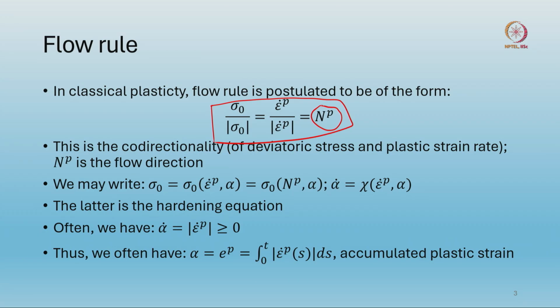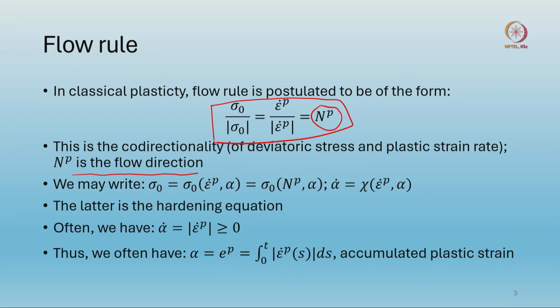So we see that this hypothesis is of great importance in classical plasticity, especially in the rate independent case, and this is called the co-directionality hypothesis. This is the co-directionality of the deviatoric stress with the plastic strain rate. As I said, n_p is called the flow direction.